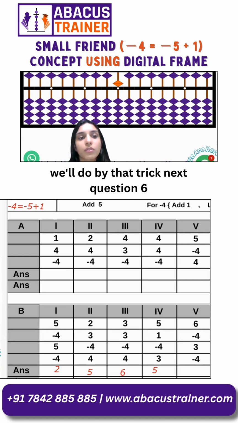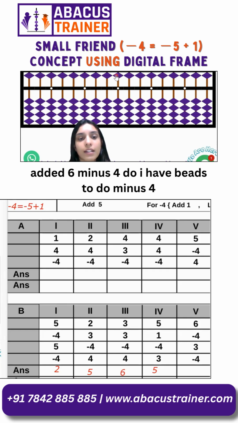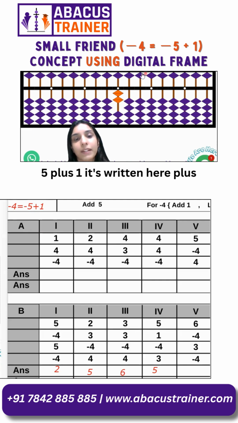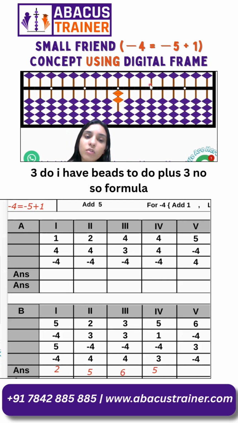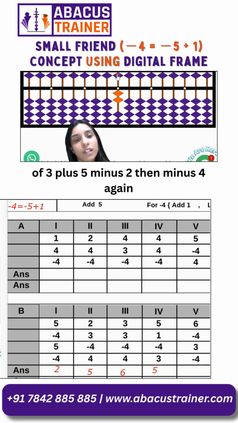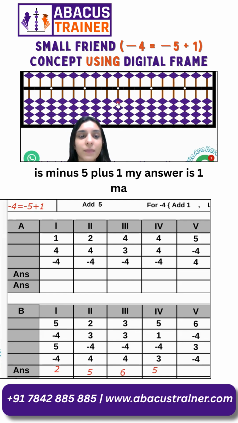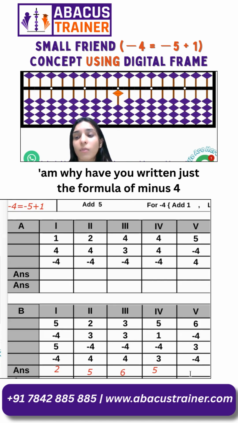Next question. 6. Added 6 minus 4. Do I have beats to do minus 4? No. So formula of minus 4 minus 5 plus 1. It's written here. Plus 3. Do I have beats to do plus 3? No. So formula of 3 plus 5 minus 2. Then minus 4. Again, no beats for minus 4. So formula of minus 4 is minus 5 plus 1. My answer is 1.